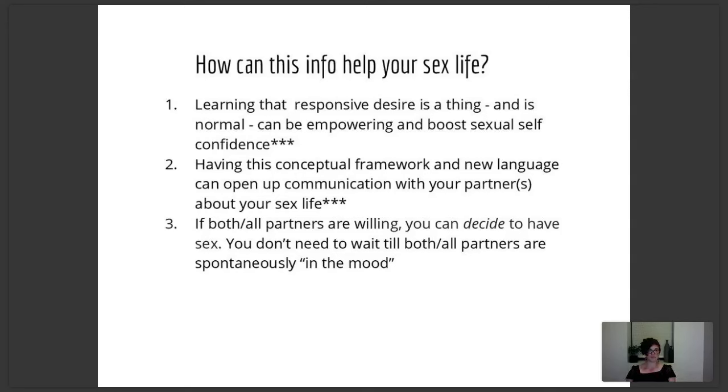So third, if both or all partners are willing, you can decide to have sex, right? So you don't need to wait until both people are spontaneously in the mood. And that's really useful to know because for some couples, that happens often and it's no problem. But if that's not happening in someone's relationship, knowing that you can rely on willingness can really enhance things.